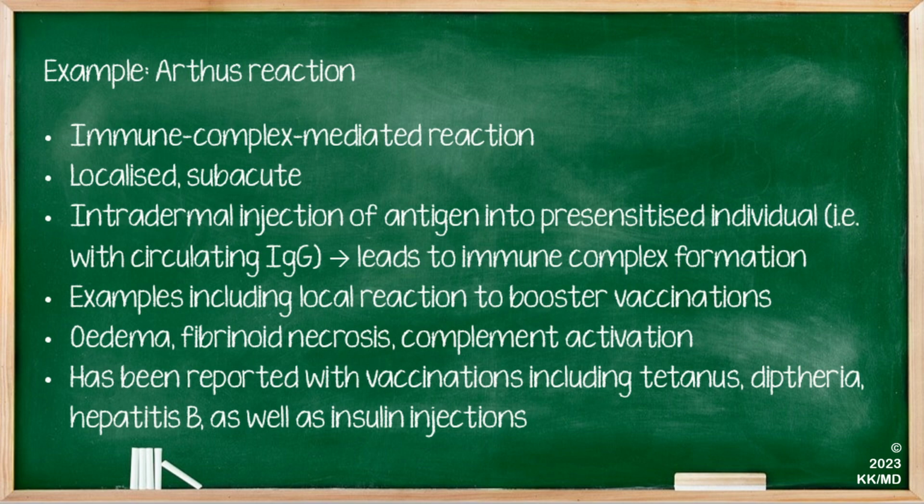Let's look at another example, which is what we call an Arthus reaction, which is an immune complex mediated reaction. It's localized and it's normally subacute. It's technically an intradermal injection of an antigen into a pre-sensitised individual who normally has circulating IgG, which as a result leads to immune complex formation. An example is a local reaction to a booster vaccination, for instance, which could result in edema, fibrinoid necrosis, and complement activation. It's also been reported with vaccinations, including tetanus, diphtheria, hepatitis B, as well as even some insulin injections.